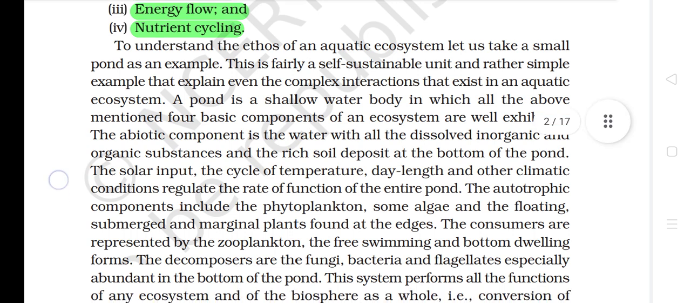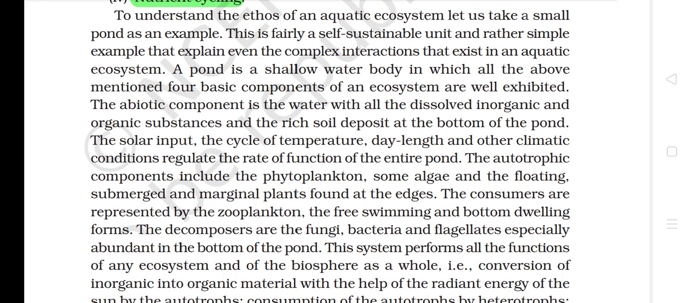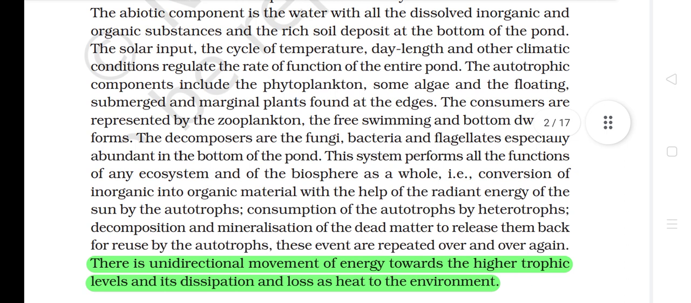A pond is a shallow water body in which all the above mentioned four basic components of an ecosystem are well exhibited. The abiotic component is the water with all the dissolved inorganic and organic substances and the rich soil deposit at the bottom of the pond. The solar input, the cycle of temperature, day length, and other climatic conditions regulate the rate of function of the entire pond.